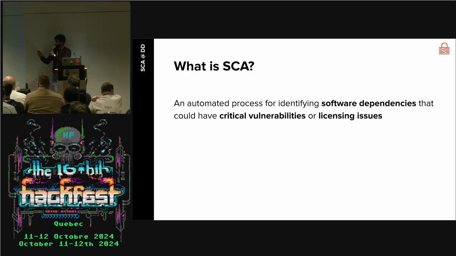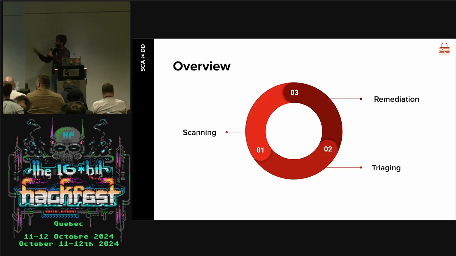Yeah, so just a quick intro. Software composition analysis is a way of finding software vulnerabilities in your dependencies. Well, vulnerabilities and licensing issues, but I'm sure everyone in this room is more interested in the vulnerabilities aspect of this. When we're talking about software composition analysis, a lot of people focus on the scanning, but if we want to get it right, as the title kind of implies, we also need to talk a little bit about triaging and remediation.